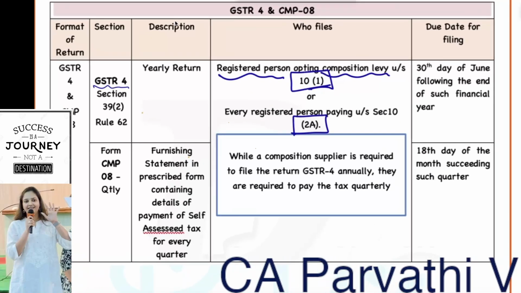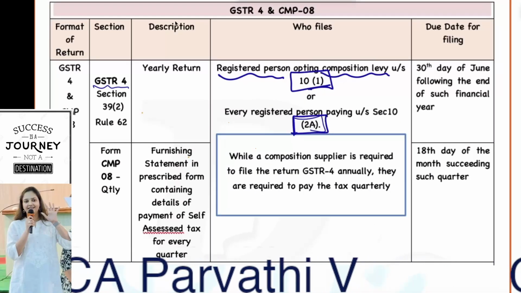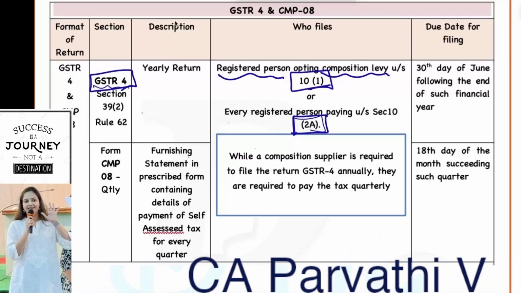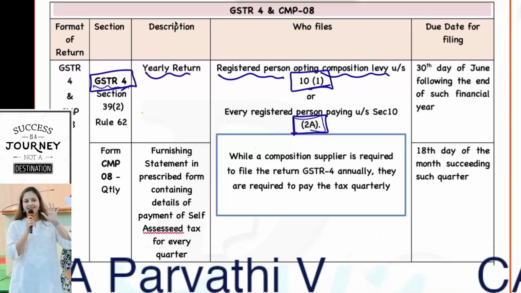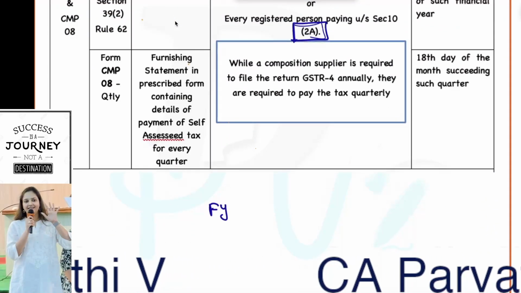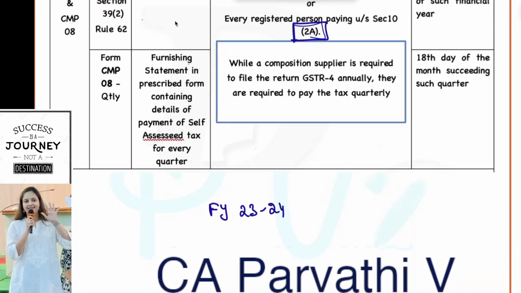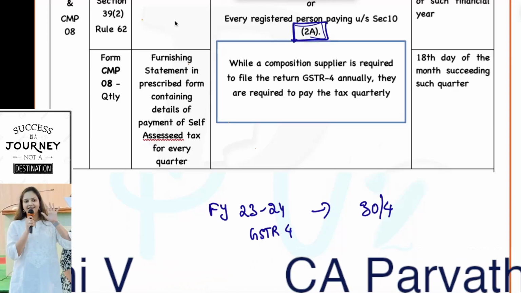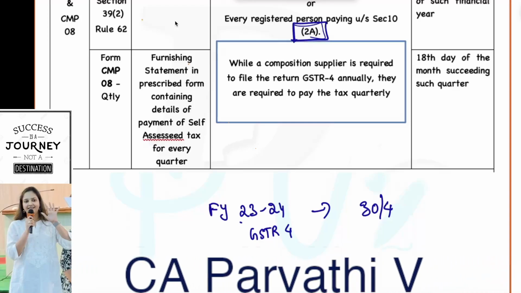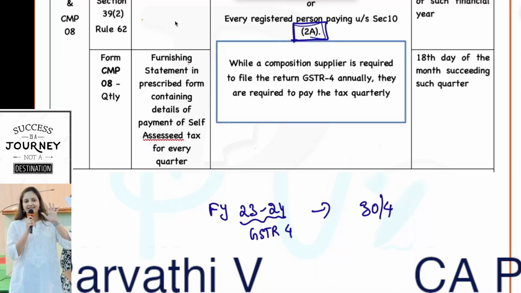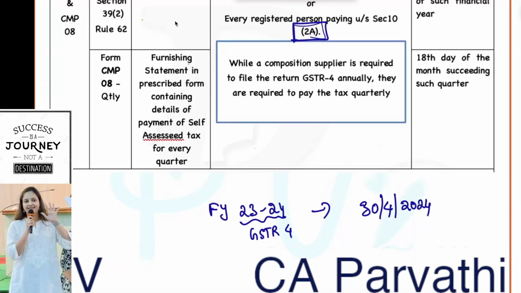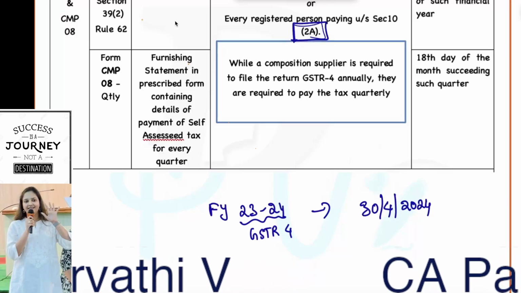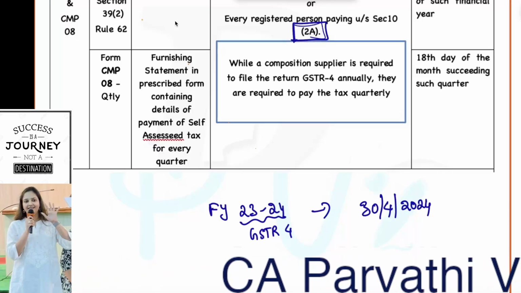So that is the rate of tax under the section 10(2)(a) composition scheme. Whatever scheme he has opted, if he is a composition registered person, he will have to file a yearly return in form GSTR 4. Yearly means once a year, right? So for financial year 23-24, he'll have to file GSTR 4. The due date used to be 30th April of the following financial year. So after 23-24, it will be 30th April 2024. That used to be the date within which a composition registered person has to file his GSTR 4, which is the yearly return. But now it has been amended.